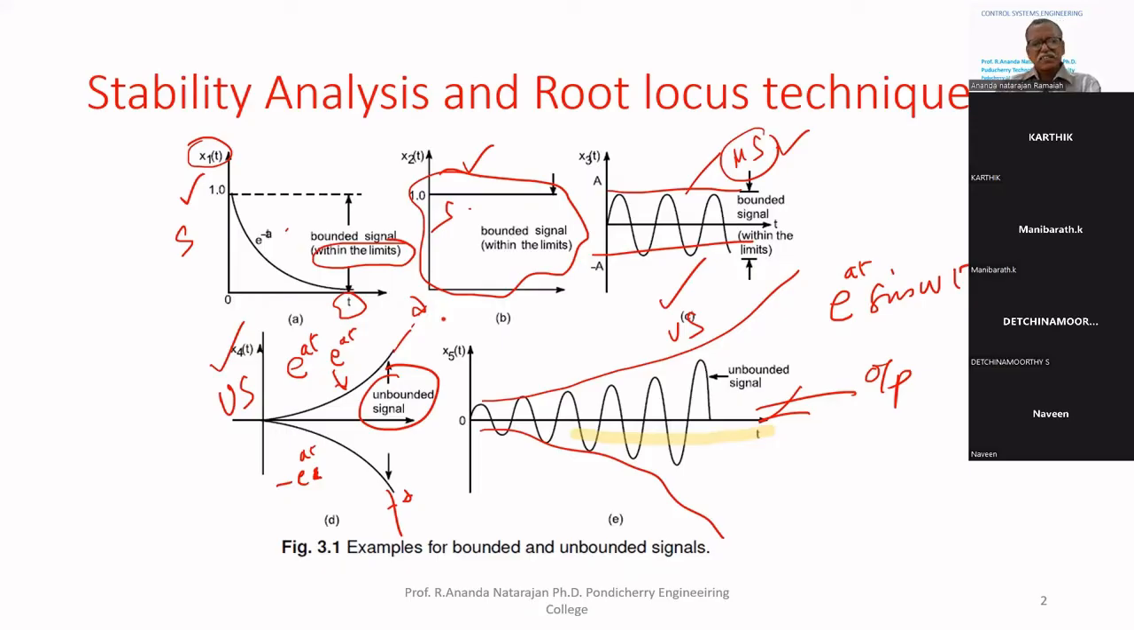In other words, the system is unstable, that's why it gives unbounded output. We must say it like that: unbounded. It is not a bounded signal, it is unbounded. An unstable system gives unbounded output.